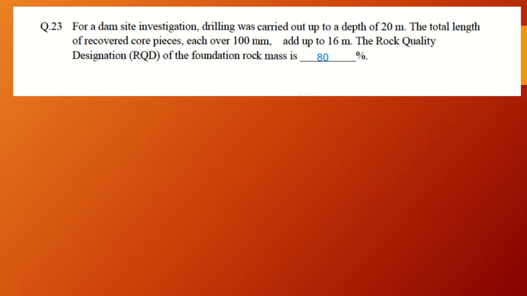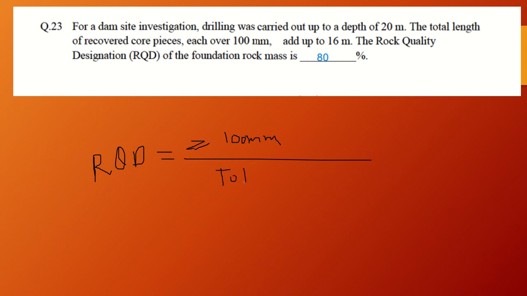Next is based on the RQD, that is rock quality designation. Here you have a very simple formula. RQD is equal to the length of core which is more than or equal to 100 mm, divided by the total length. Okay, now what is this? Let us see. We have a borehole of 10 meter.